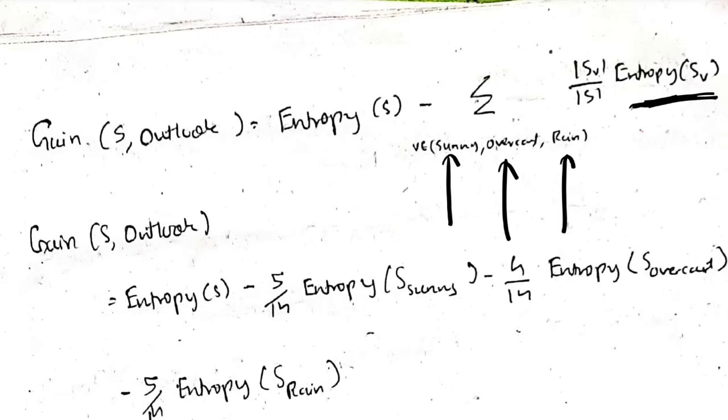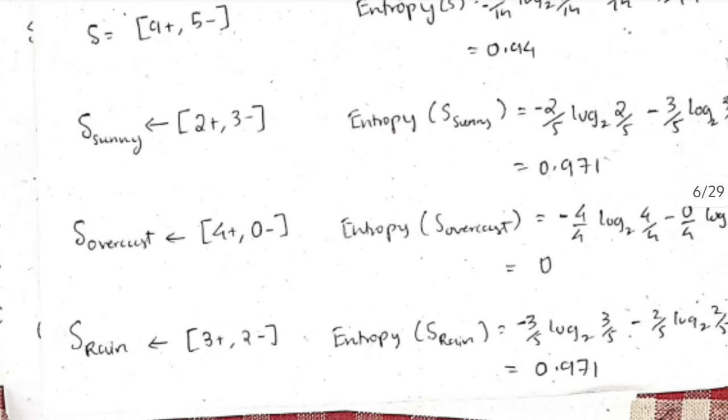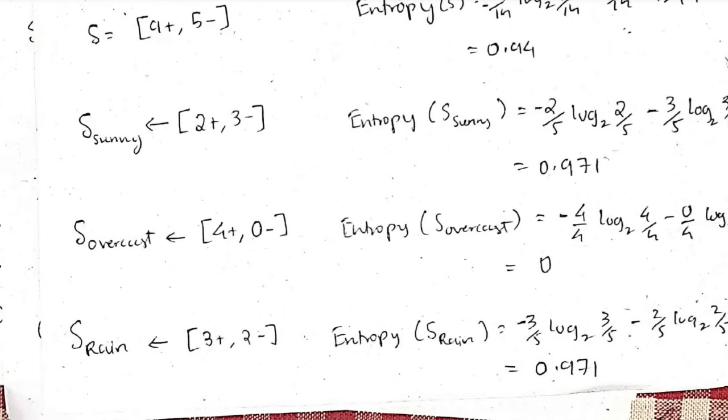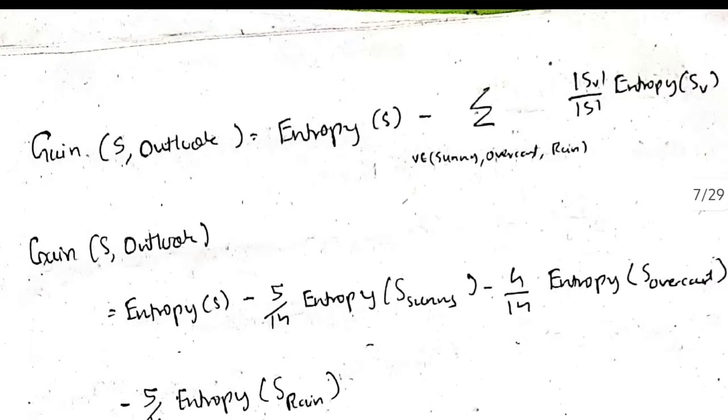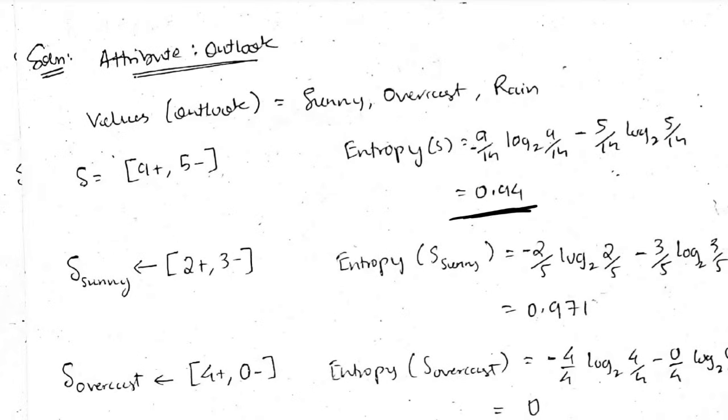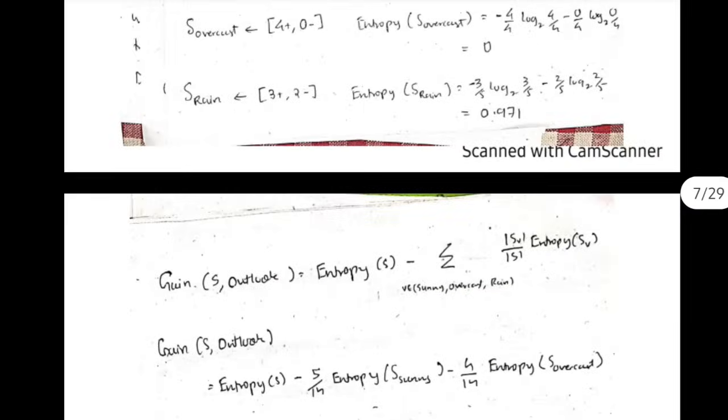The entropy of S_v, which is sunny, overcast and rain, these three are calculated here itself, right? We just calculated these three values. These three values are the entropy of S_v for sunny, overcast and rain, and the entropy of S we also calculated as the first part. Now you understood why we are doing this. We will be inserting these values in this formula.